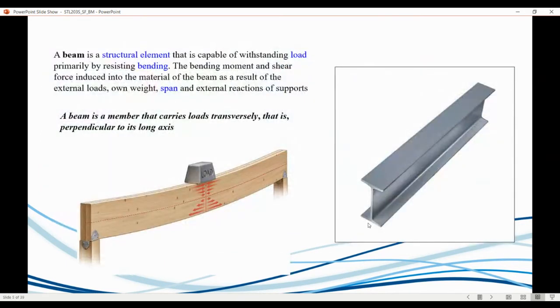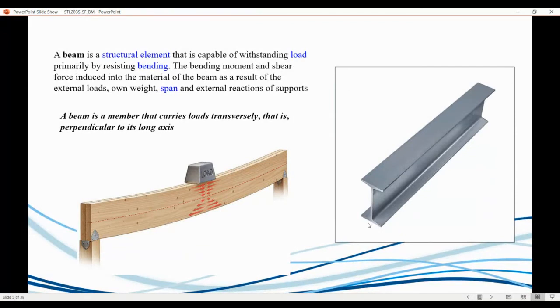Right, so let's talk about what a beam is. A beam is a structural element that is capable of withstanding a load primarily by resisting bending. I'm sure you've seen them in most buildings, and definitely on the ship as well. Most of these are beams. Just think of it as some kind of support.